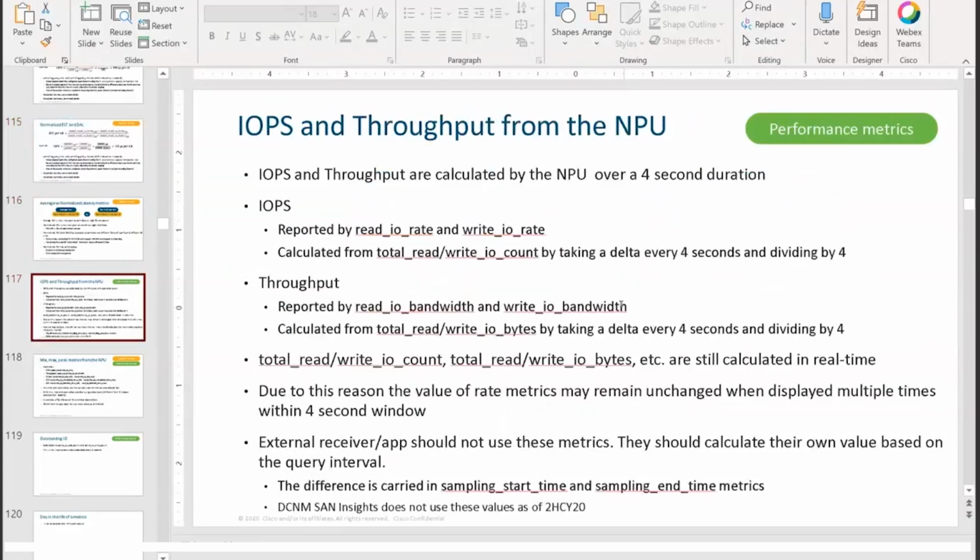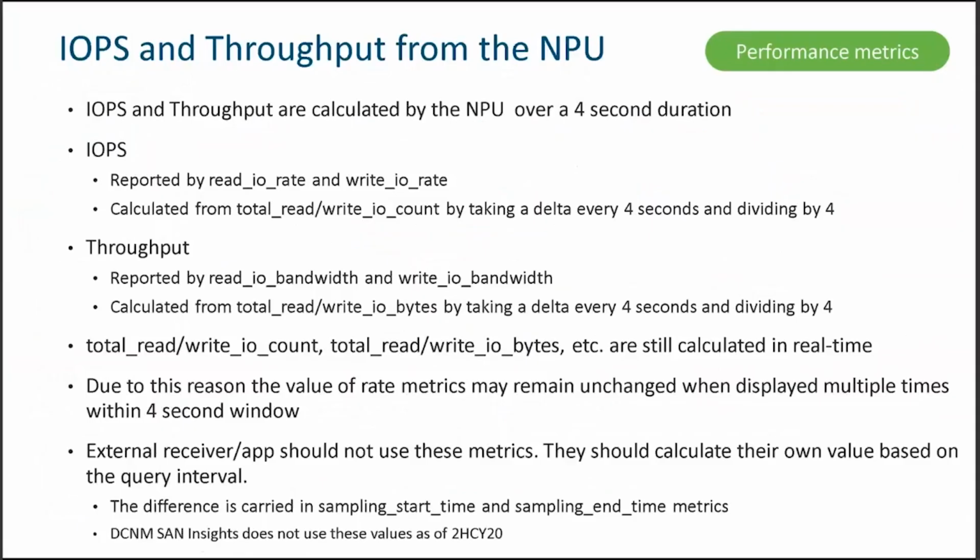Okay, so when you see the read IO rate and write IO rate, remember how we calculate that? That's a 4-second granularity, and 4-second granularity is enough for most real-time troubleshooting. We don't digest information that fast. And if somebody can, just wait for 4 more seconds. It's not going to change the world. You can still solve those problems. Also, remember, if the metric doesn't change within 4 seconds, don't worry. It's by design. And an external receiver shouldn't use these metrics, because of the reasons we just talked about.